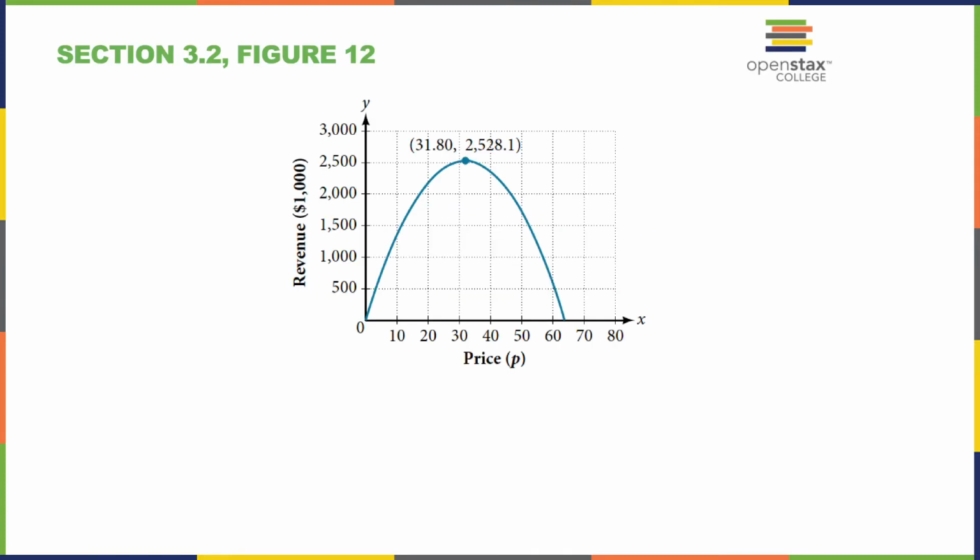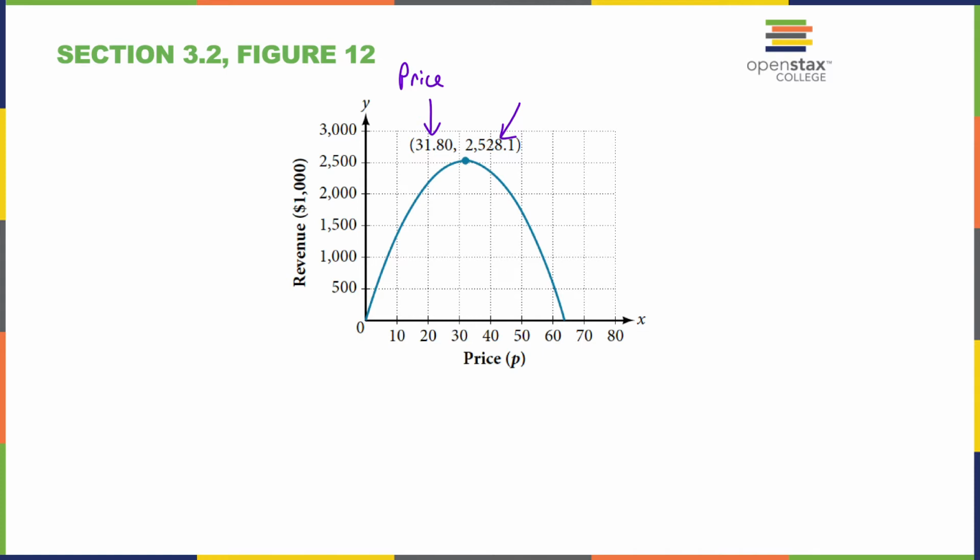Hopefully, you were able to get the point (31.80, 2,528.1). Remember, this means our price is $31.80, and if they ask you what is the maximum amount of revenue, you would say $2,528.10. I'm kidding. I just lied to you.